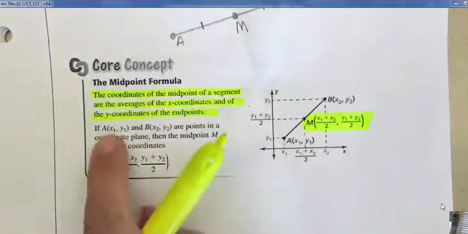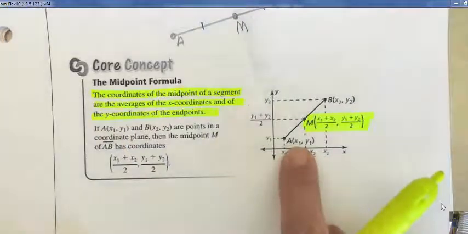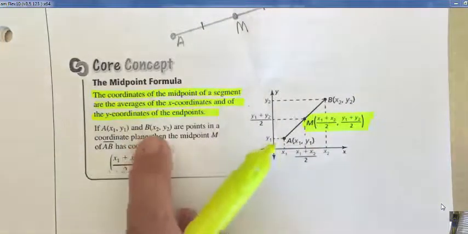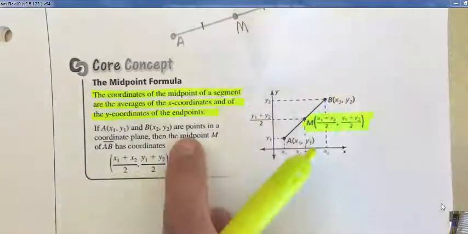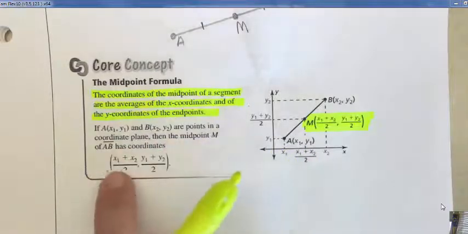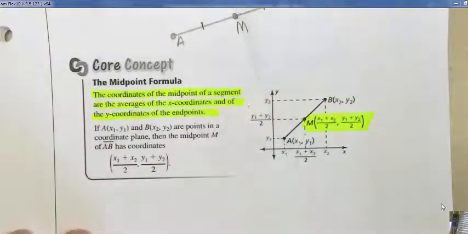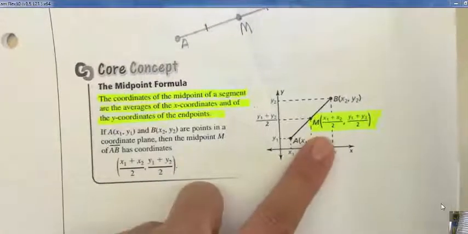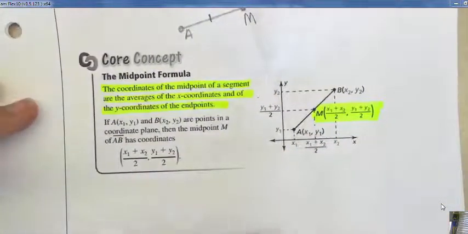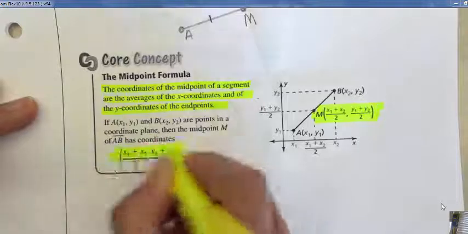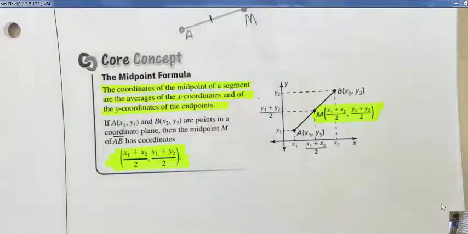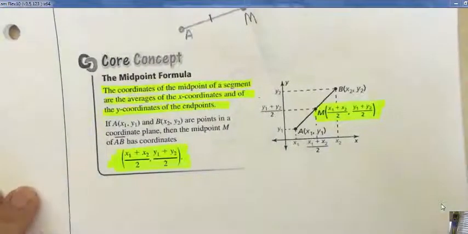So given that A has points x1, y1, and B has points x2, y2, then the midpoint has these coordinates. So that right there is your midpoint. Okay, so that's our midpoint formula. This is super important. I need you guys to learn that by heart. You can also highlight this. This is exactly the same. Any point you can call x1, y1, and x2, y2.